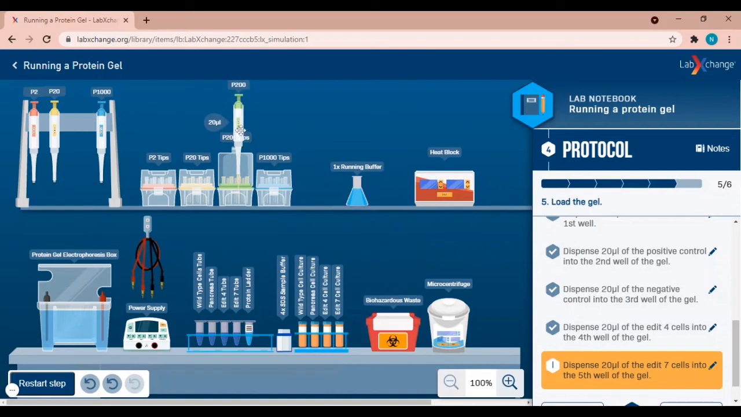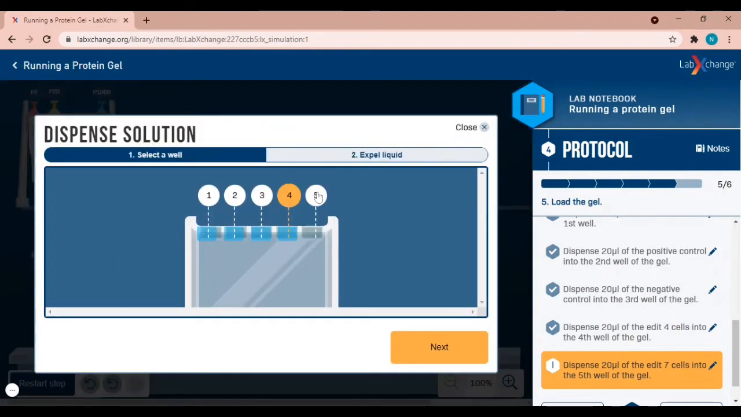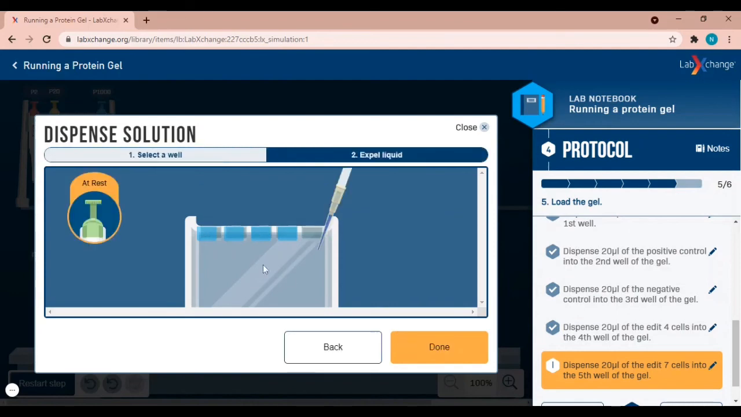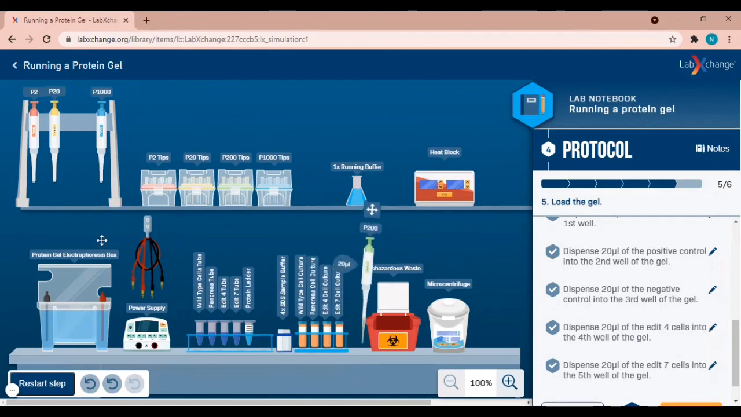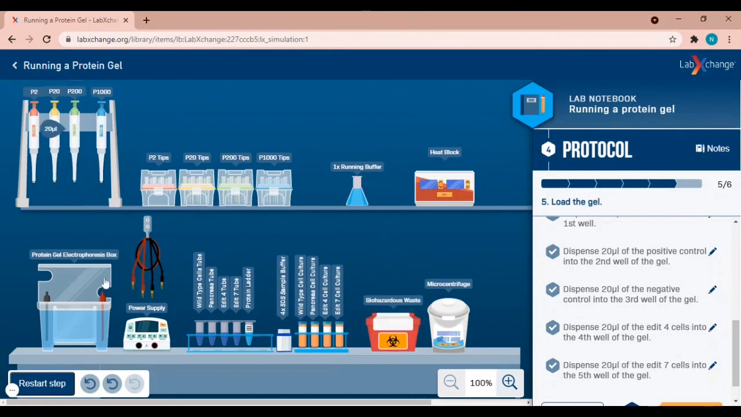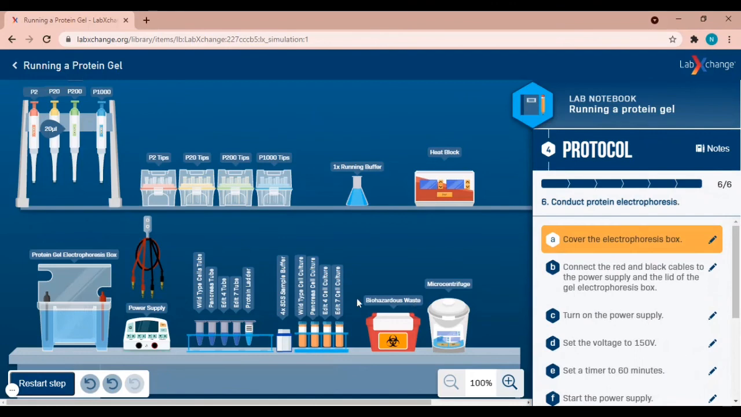And draw up the edit 7 cells. Then dispense into the 5th well of the gel. Alright, okay, done. Don't forget to eject the tip into the biohazardous waste container to prevent contamination. Next, cover the electrophoresis box.